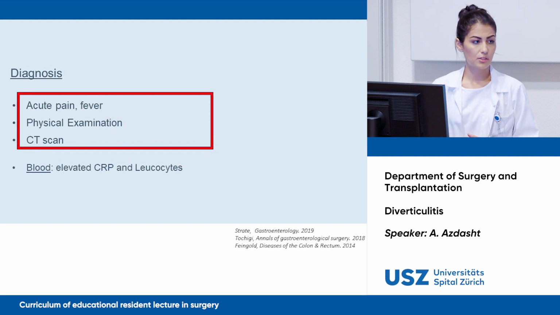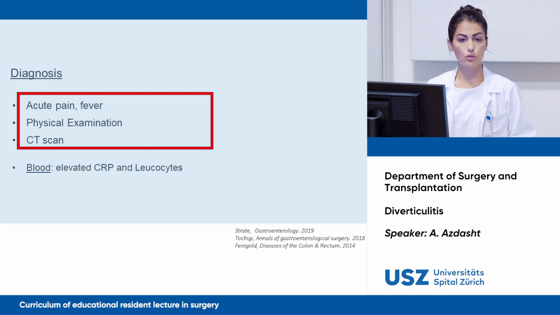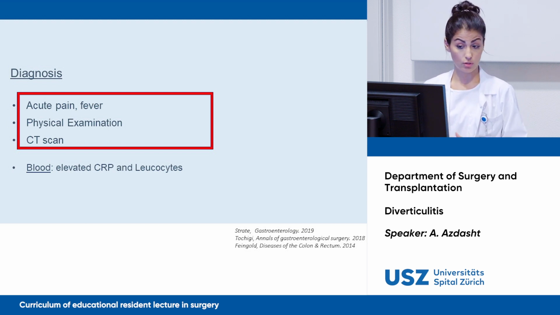The diagnosis is actually not very hard to make. So you know that the patient has acute pain, fever. You do the physical examination. You also ask for the medical history of the patient, if he tends to have obstipation, or if someone in his family has diverticulitis or diverticulosis. Then you do the CT scan and you have the diagnosis. Also in the blood results, you can find elevated CRP and leukocytes.